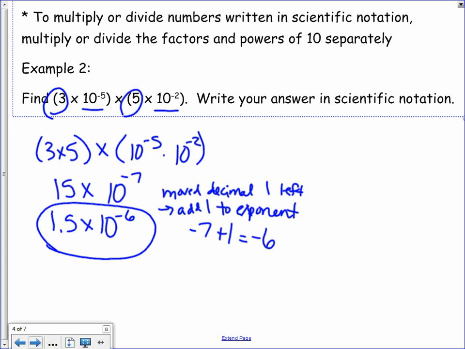Another way you could do this, again, is to rewrite 15 in scientific notation as 1.5 times 10 to the 1, and then use the product of powers property to add 1 plus negative 7, and that's why that works. I'm just sort of telling you the shortcut, but you need to understand the mathematics behind it.